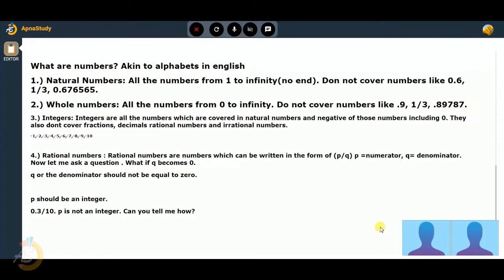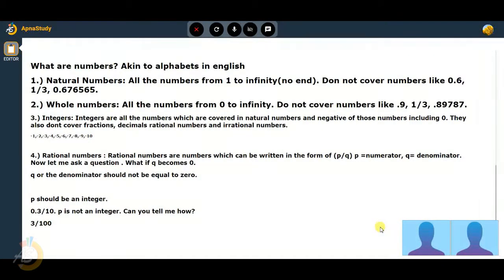As we know, 0.3 upon 10, if I shift the point in front of 3, we can write it as 3 upon 100. Is it clear? So now this becomes a rational number. Now, for every number there is a rational number representation. Is it clear? Yes, absolutely clear.